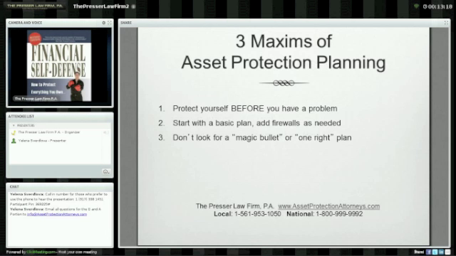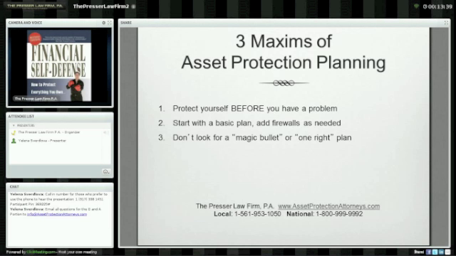3 maxims of asset protection planning. Protect yourself before you have a problem. You always have to be proactive. You can't buy car insurance after you get in an accident. You can't buy health insurance after you get sick, and your estate certainly doesn't purchase life insurance after you've passed away. So make sure that you protect yourself before you have a problem.